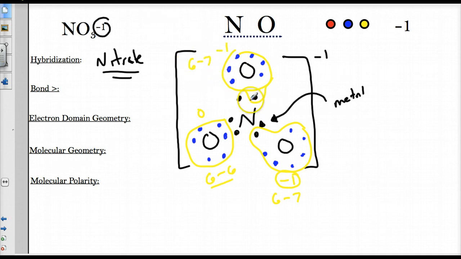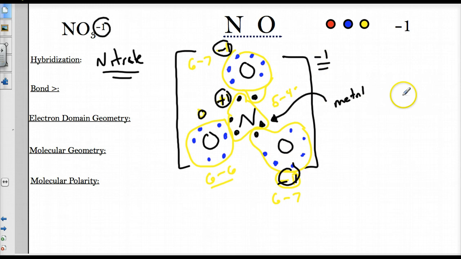What is nitrogen? Well, nitrogen is half of its bonding. There are no lone pairs, so it's got 1, 2, 3, 4. 5 minus 4 is +1. So we've got -1, 0, -1, and +1. These numbers give us the -1 we need.